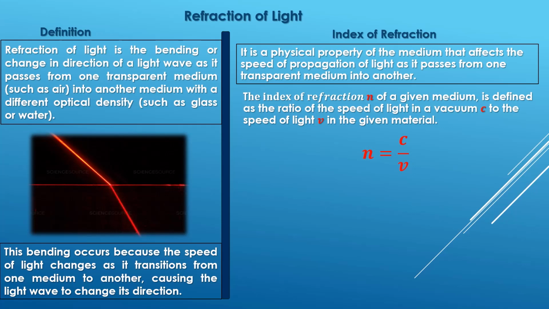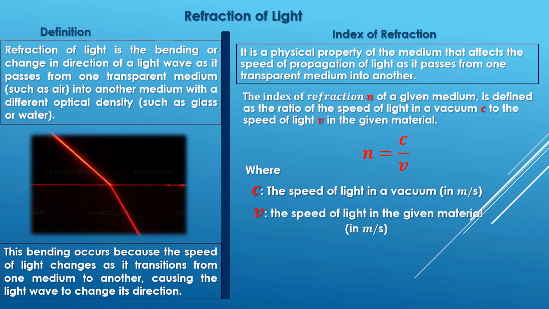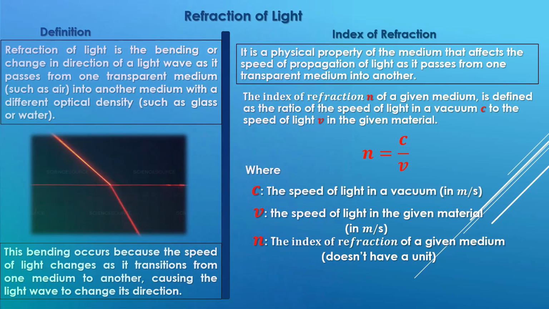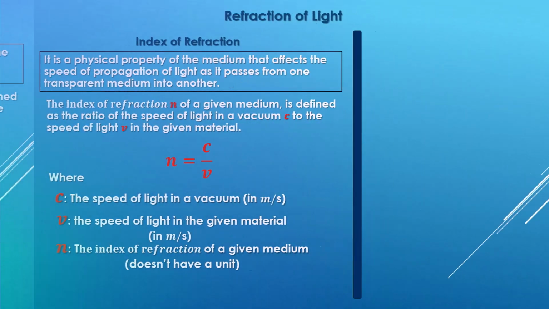So we get the following formula: n equals c over v, where n is the index of refraction of the medium, c is the speed of light in vacuum, and v is the speed of light in the considered medium. We notice that these two speeds are expressed in meters per second in SI units. And since we are dividing two speeds, the index of refraction will be a unitless quantity. It doesn't have a unit because meter per second over meter per second will cancel out.